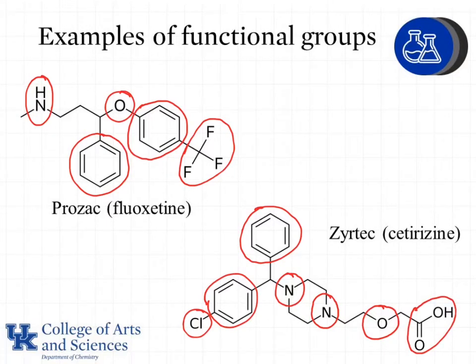So we need to be able to form molecules that have functional groups in them, and we have to do that from smaller molecules that have the same or similar functional groups.